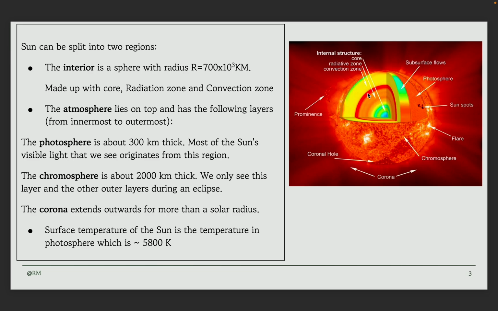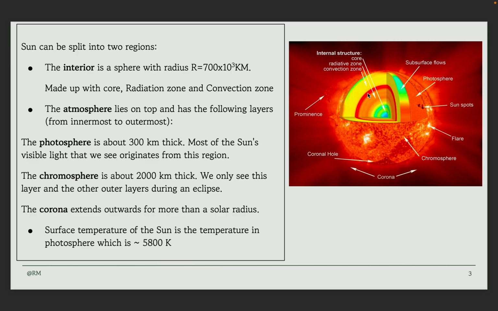And after the convection zone there are three layers. One is the photosphere, which is about 3000 km thick. Most of the Sun's visible light, what we see, originates from this photosphere region. On top of the photosphere, the region is called the chromosphere, which is about 2000 km thick. We only see this layer and the outer layers during the eclipse. And the corona extends outward for more than a solar radius.